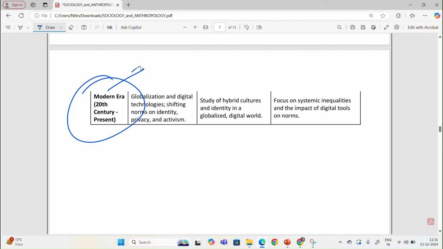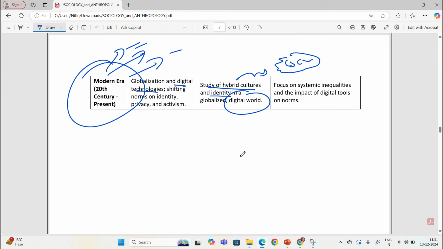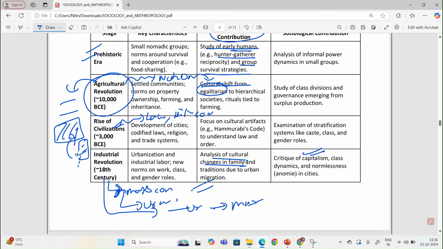And then you have the modern era: globalization, technology, global value chains, digital technologies. Then the study of hybrid cultures. Hybrid cultures is again the concept of the global village or the digital world, so you can get a passage on this. Hybrid cultures also means, for example, that McDonald's sells a burger in India, but that burger does not have beef. It has chicken first, and then that chicken is also chicken tikka masala. It is more spicy, more flavored. So these things definitely have an effect.